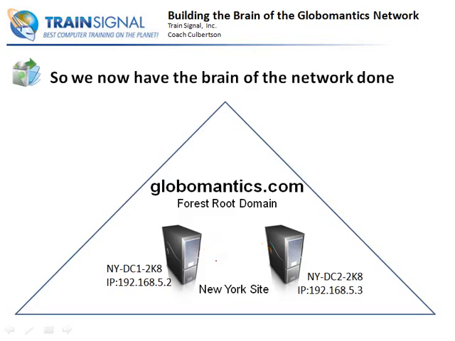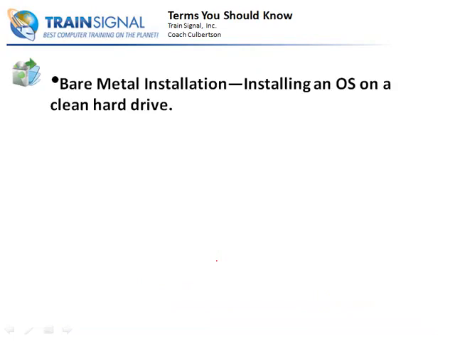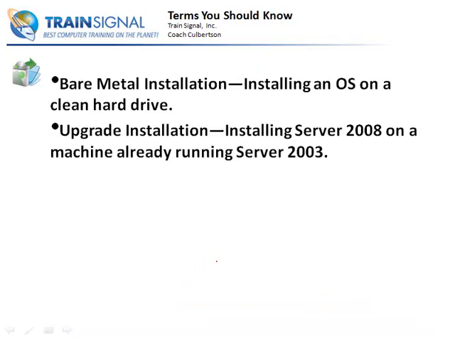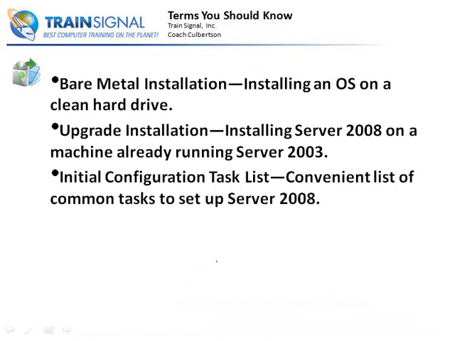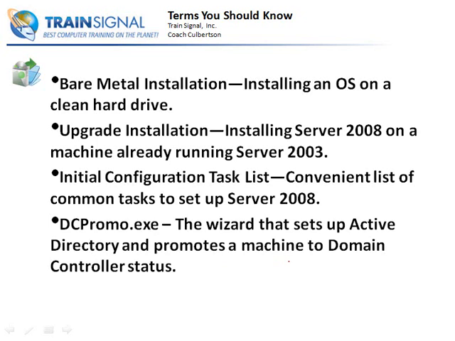So I want to talk with you now about some of the terms that you should know after viewing this course. Just as a quick review, bare metal installation. You should know that this is installing an OS just on a clean hard drive. An upgrade installation, you should know that it's installing Server 2K8 on a machine that's already running Server 2003. The ICT, Initial Configuration Task List, just a convenient way to set up basic stuff on Server 2008.